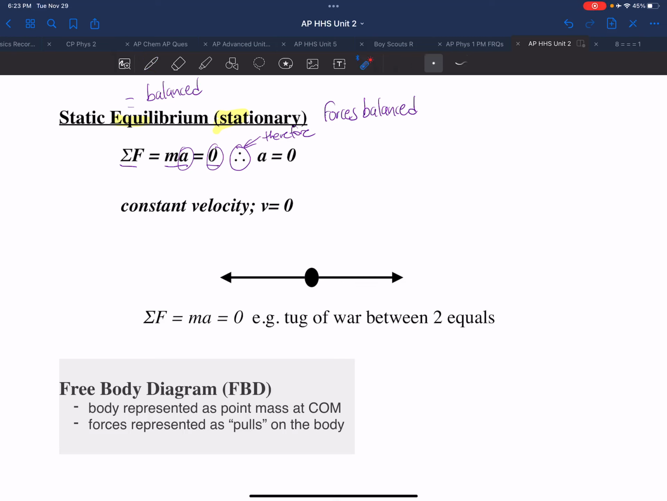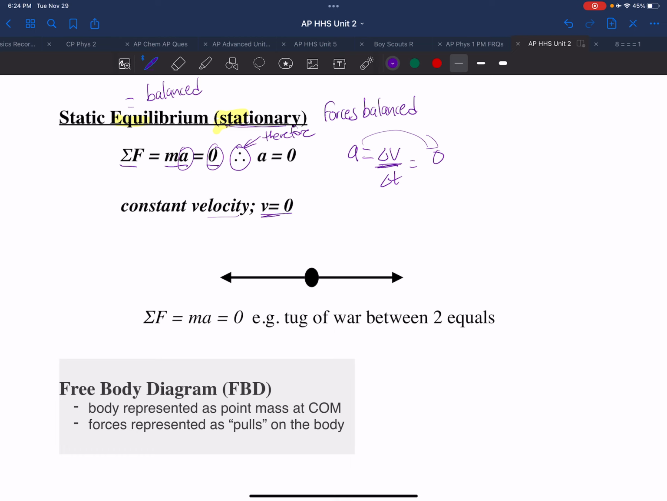If the acceleration is 0, the velocity is constant because acceleration is delta v over delta t. And if that equals 0, then the change in velocity is 0. If acceleration is 0, then the change in velocity is 0. So the velocity is constant. And if it's stationary, the velocity is 0.